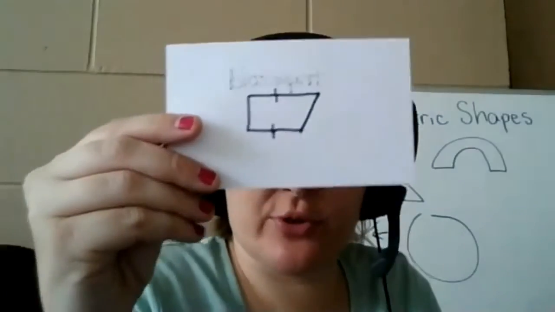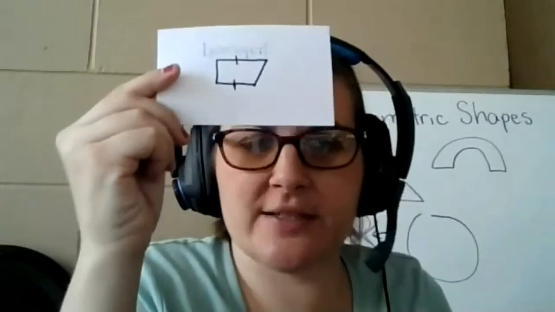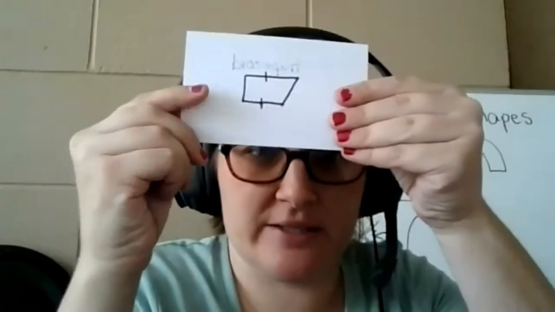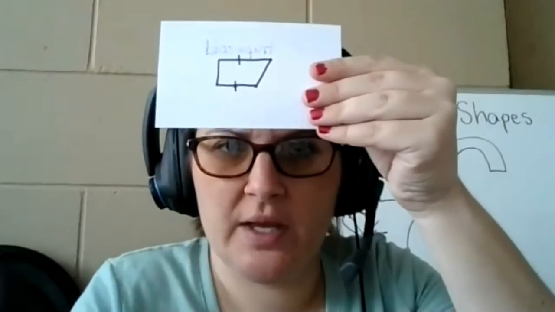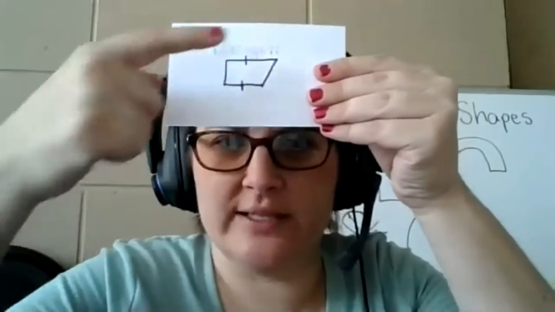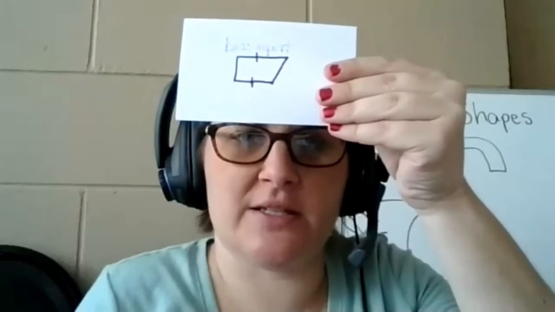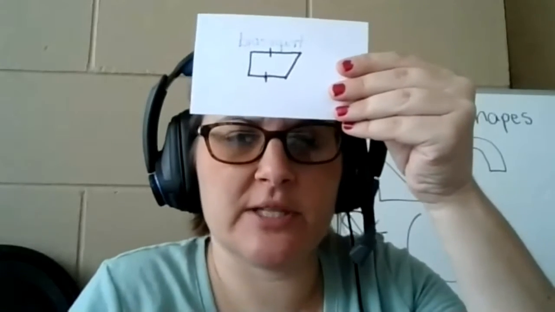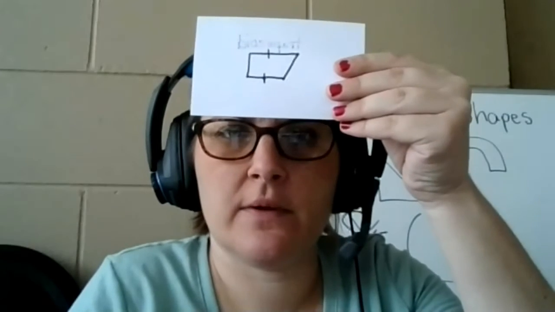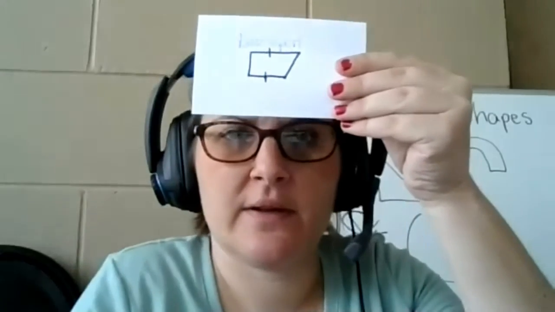And then the last one is a trapezoid. A trapezoid is the one that looks the weirdest, but a trapezoid only has 2 parallel sides. If you look at it, this side and this side are the only ones that are parallel. This is not parallel to this. Why not? Can someone tell me why that side is not parallel to this side?